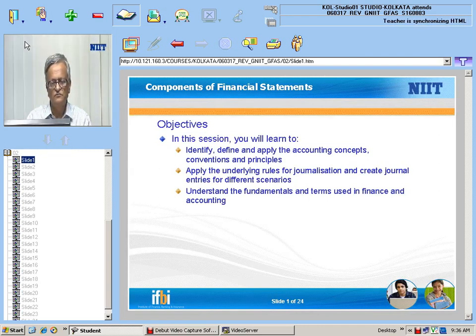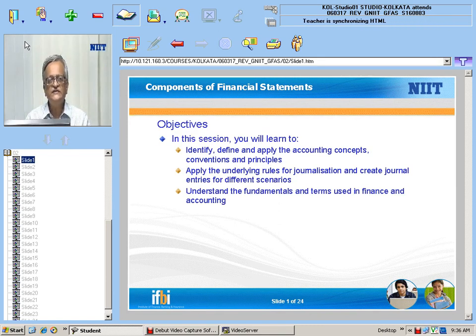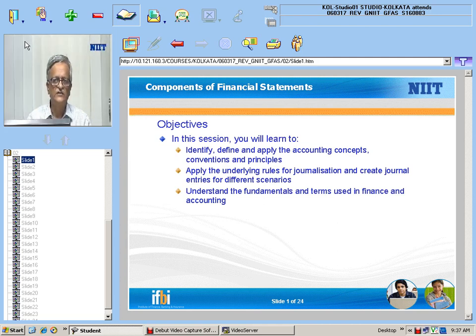So we'll go on to the next session, that is accounting concepts, accounting conventions, accounting principles. So what is the meaning of concept? Concept means ideas, various ideas through which the accounting has been done.